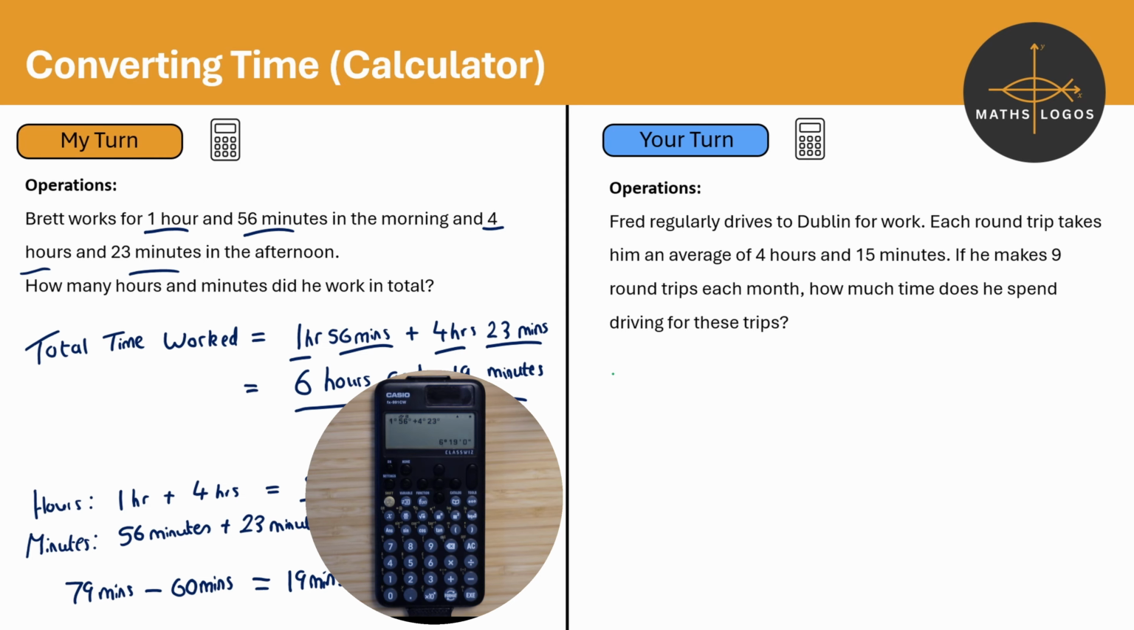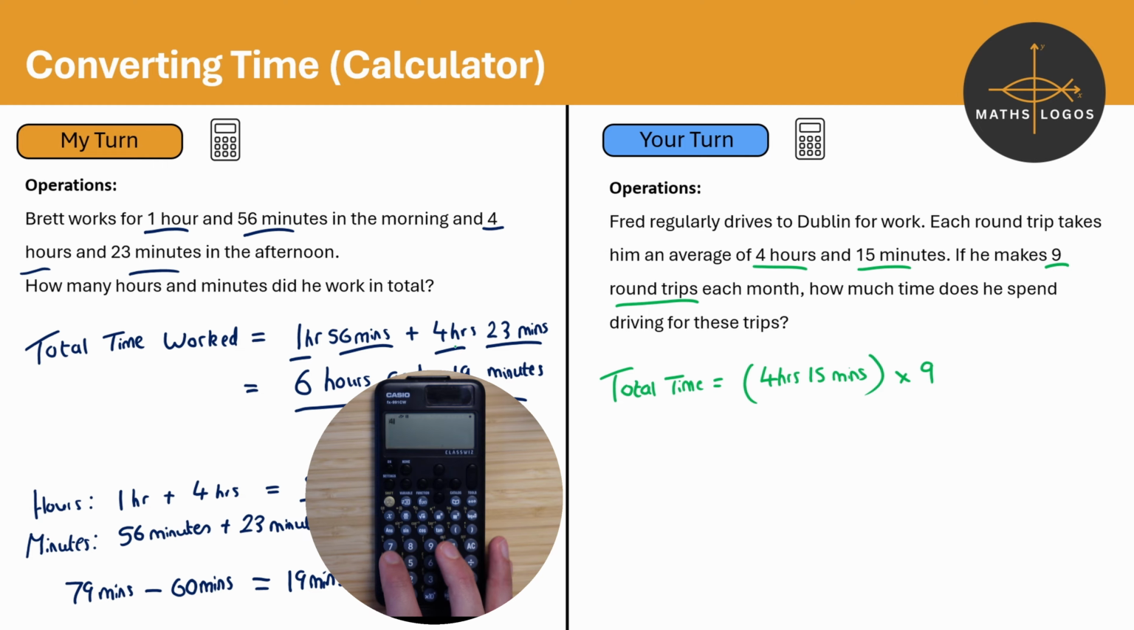The total time spent driving is going to be the 4 hours and 15 minutes, that's for every trip, multiplied by how many trips he takes each month. And it says he makes 9 round trips each month. So I'll do 4 hours 15 minutes multiplied by 9. The total time is equal to the 4 hours 15 minutes multiplied by 9. That's 9 trips. Let's see how we do that on our calculator.